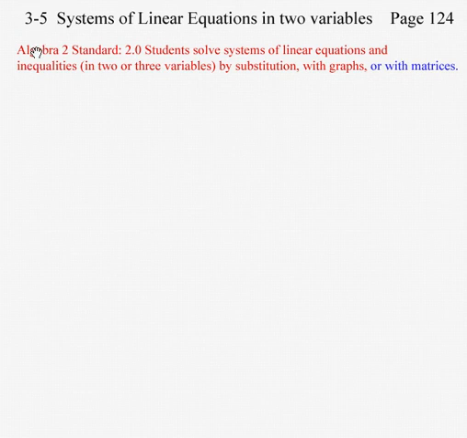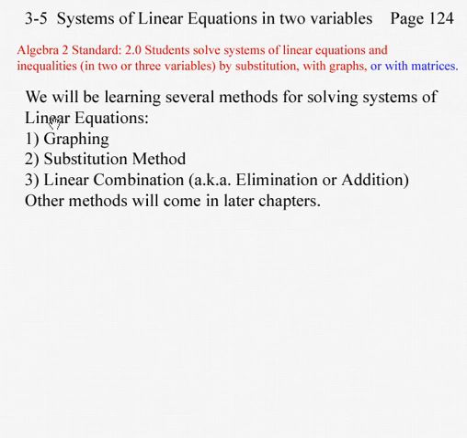In Chapter 3, Section 5, we need to solve systems of linear equations in two variables, and that brings us to the California State Standard for Algebra 2, number 2. We're going to solve systems of linear equations using a couple of methods: substitution, graphing, and then later in the year we'll come back and pick up matrices.